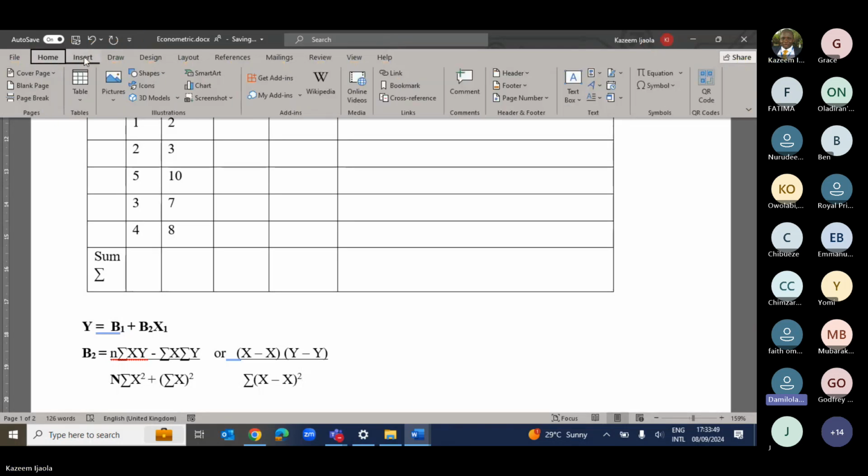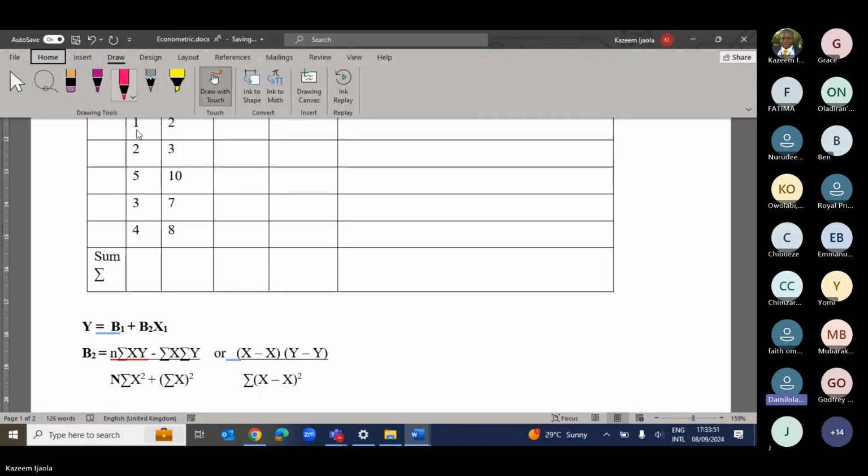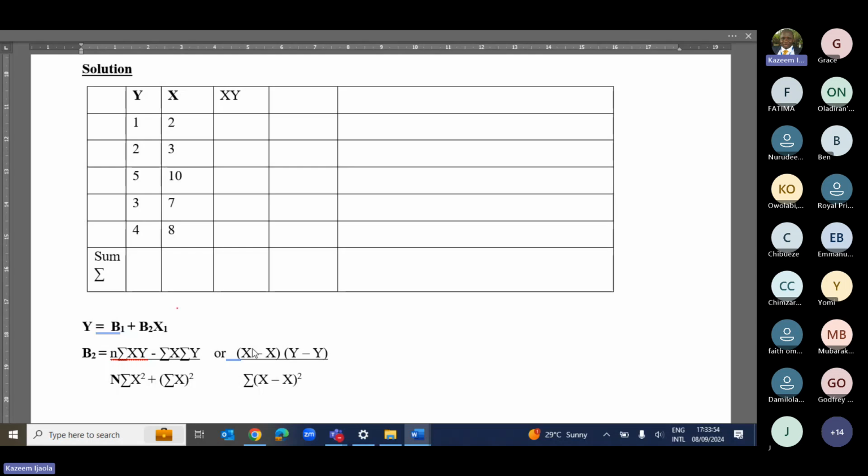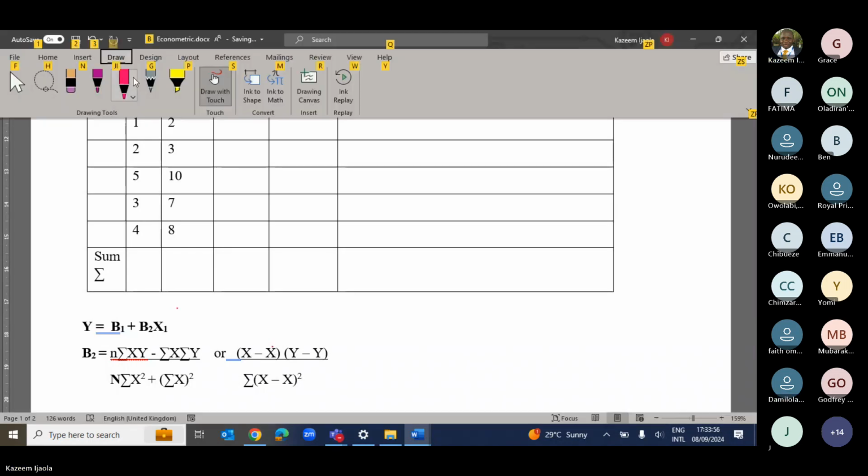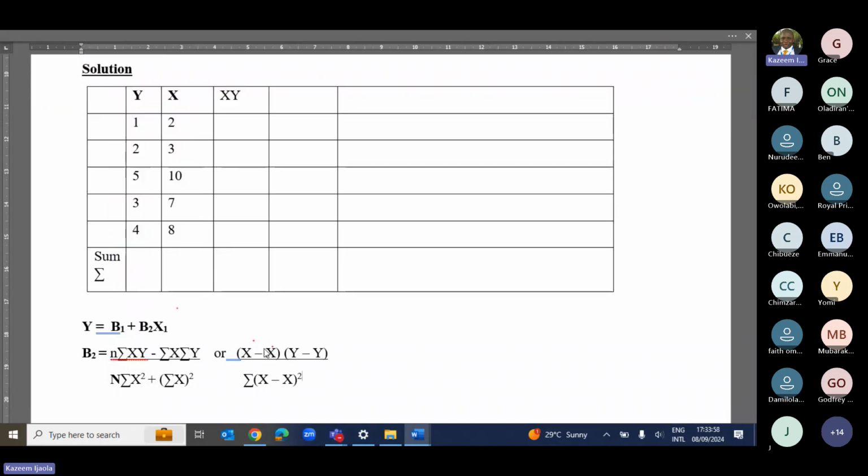In the first formula, the numerator is negative, not positive. Let me help them put it. But me, I'm not using this one. I'm using the one I'm used to. If you follow this method, you will get the same answer. Yeah, I saw it in the man's book.